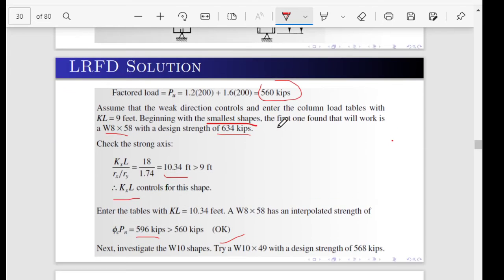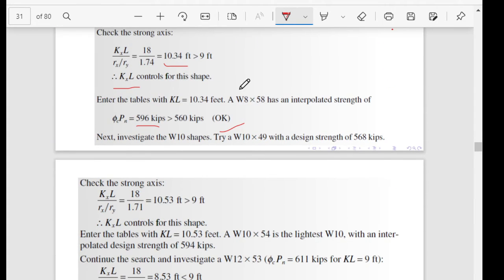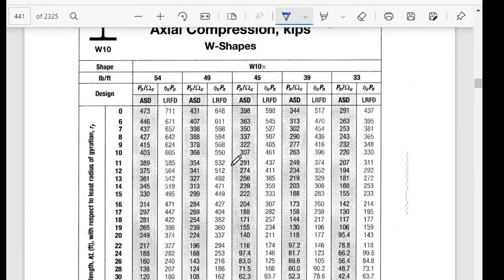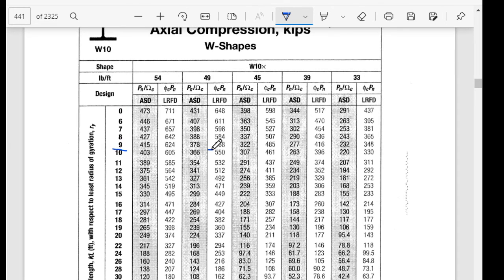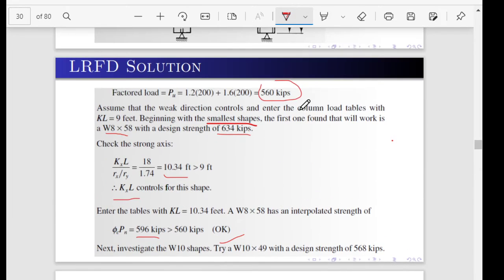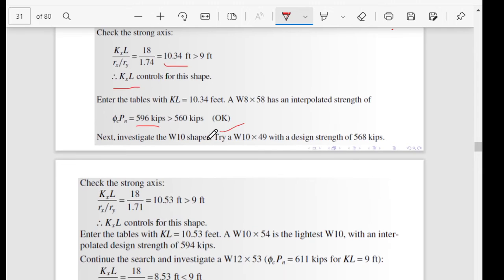It should be greater than 560, right? The factored load is 560. If I look here, we have this W10 by 49. This is 9, and the strength is 568, which is greater than 560 kilopounds. So the next shape we'll investigate is the W10 shape.